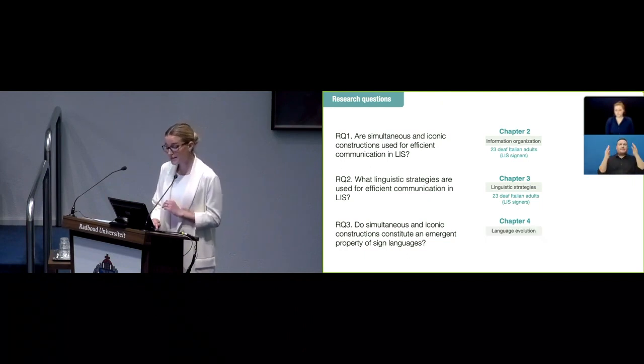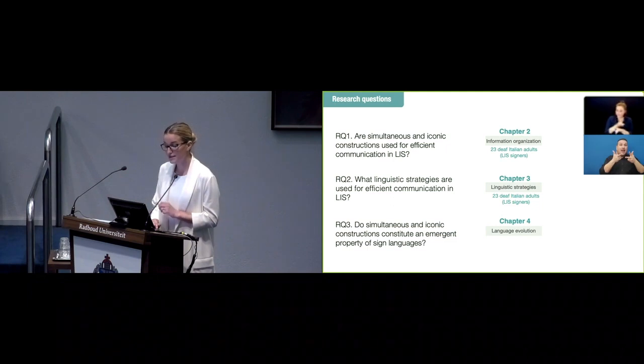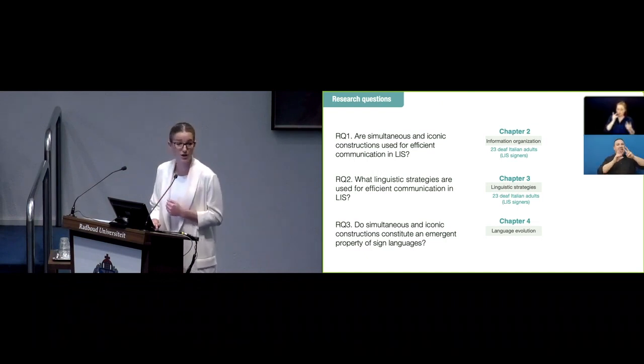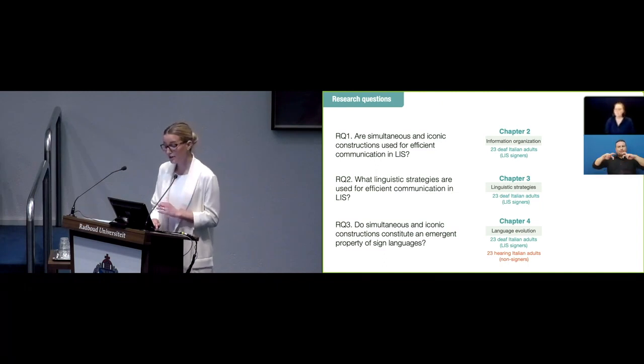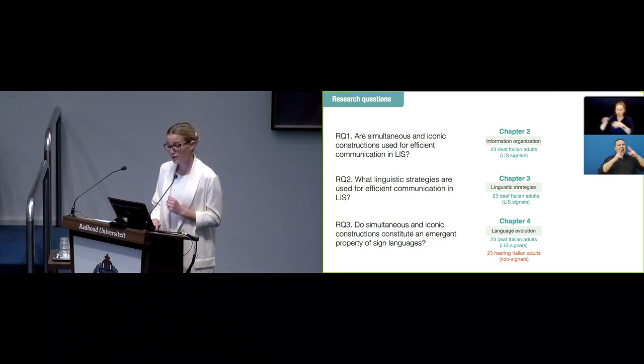Thus, if simultaneous and iconic constructions used by signers are not simply a general affordance of the visual modality, but a linguistic property for efficient communication, it must have evolved as an adaptation to pressure for communicative efficiency. I assessed this question by comparing the descriptions of signers analyzed in Chapters 2 and 3 to the descriptions of hearing adult participants who did not know any sign language but were asked to use only their body and gestures to communicate.